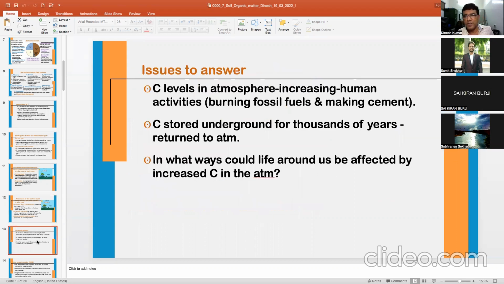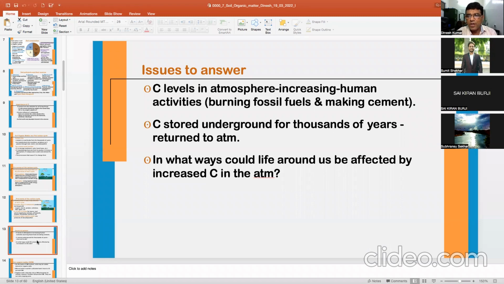Now, what are the issues here? One is carbon levels in the atmosphere are increasing, mainly because of human activities and partly by agriculture. Main activity is burning fossil fuels and making cement. And there may be many more industrial uses of fossil fuels. Carbon stored underground for thousands of years is returned to the atmosphere. So this is also important, carbon storage. We want this atmospheric carbon to be harvested and stored in soil.